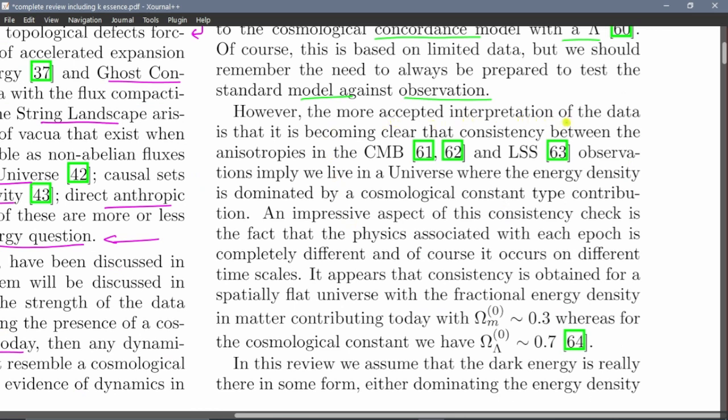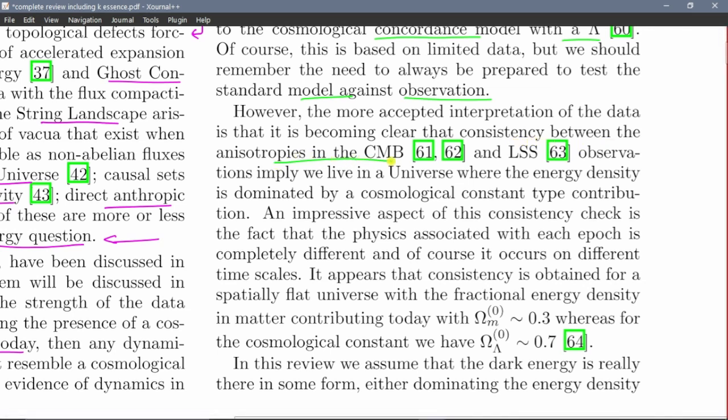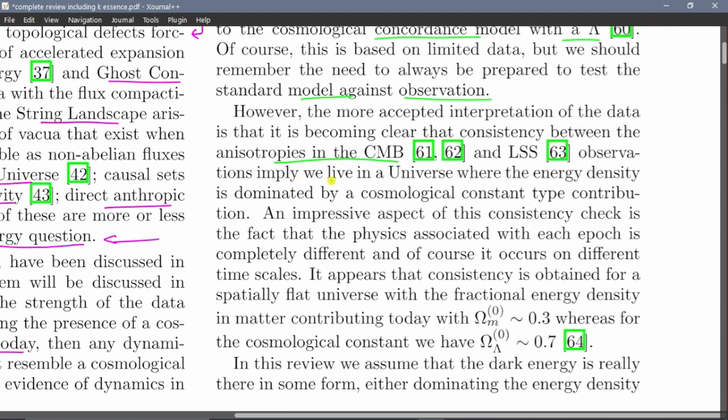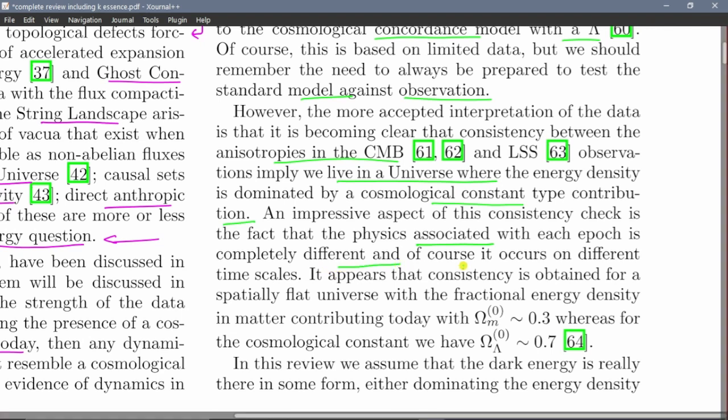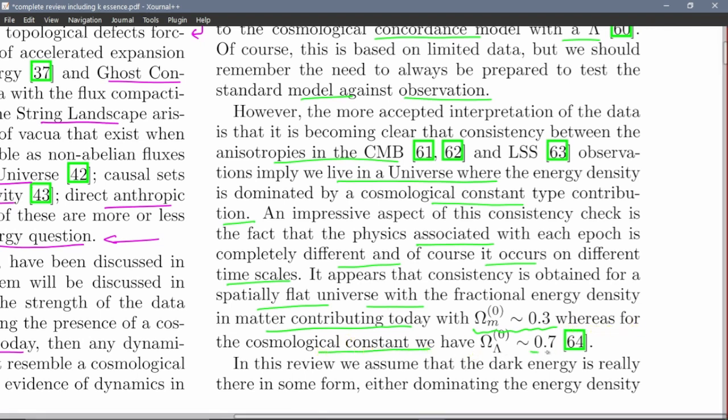However, the more accepted interpretation of the data is that it is becoming clear that consistency between the anisotropies in CMB and LSS observations implies we live in a universe where the energy density is dominated by a cosmological constant type contribution. An impressive aspect of this consistency check is the fact that the physics associated with each epoch is completely different, and of course it occurs on different time scales. It appears that consistency is obtained for an especially flat universe with the fractional energy density in matter today, omega matter, approximately 30%, whereas for the cosmological constant we have 70%.